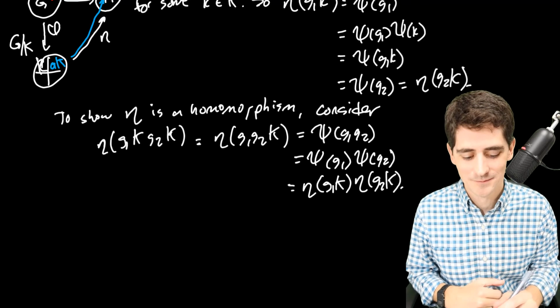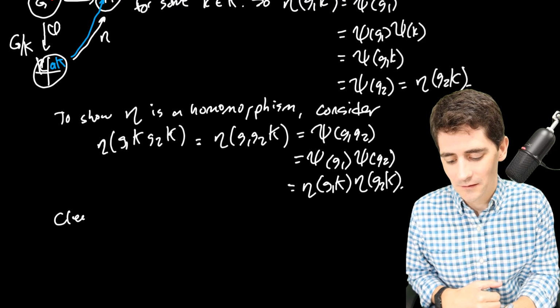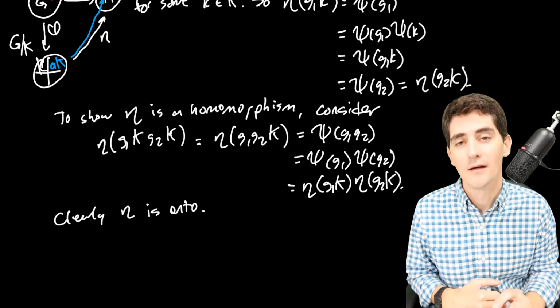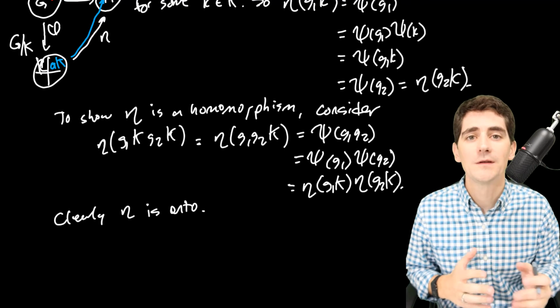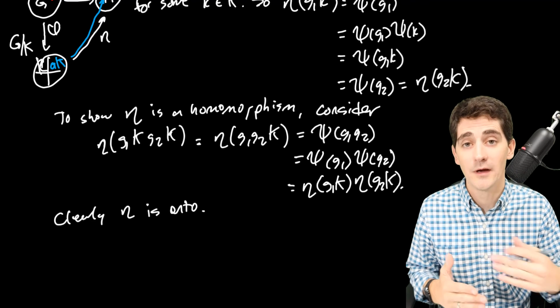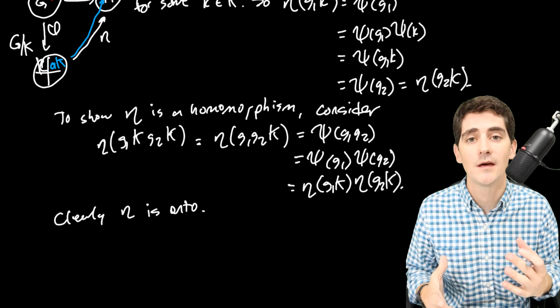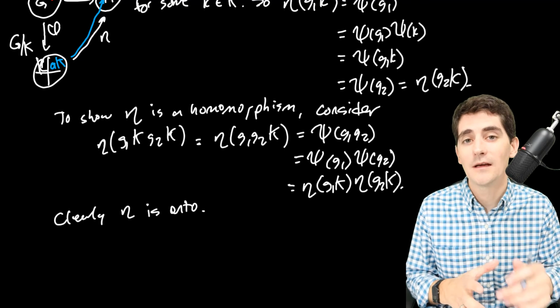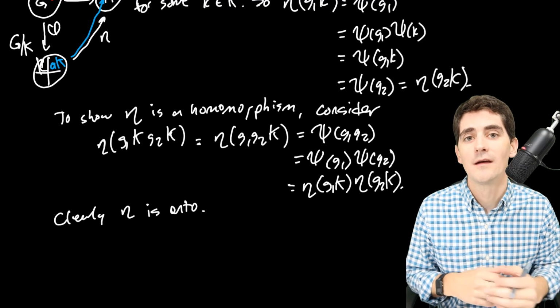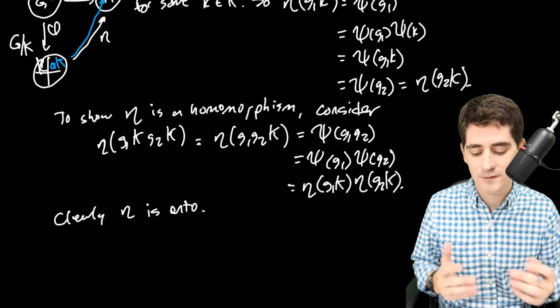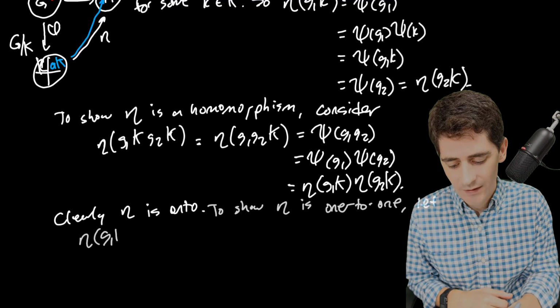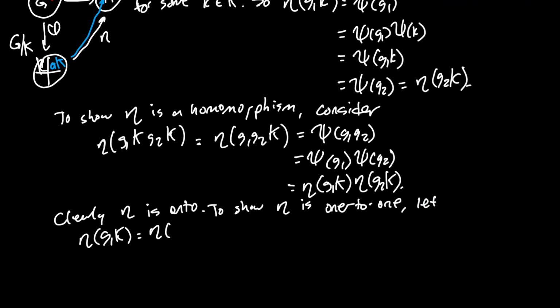There it is. Eta is a homomorphism. Okay, we can say clearly eta is onto. Why is that? Because anything in H, so pick the element psi of B. I know exactly where psi of B came from. It came through eta. It came from the coset BK. So we can find anything in the image of our homomorphism psi. We know exactly where the element from our factor group G over K came from to map to that element. It's onto.